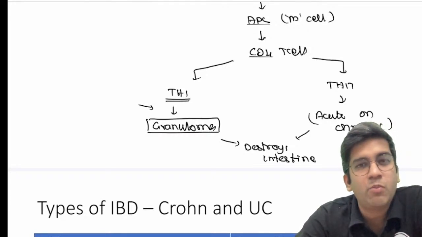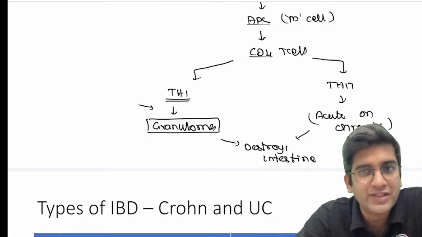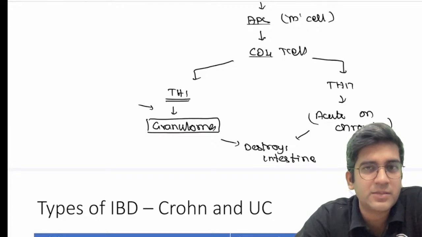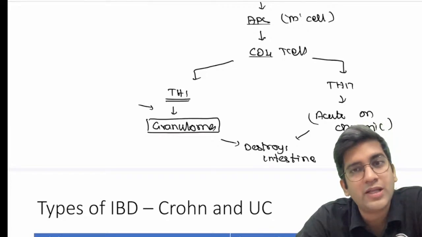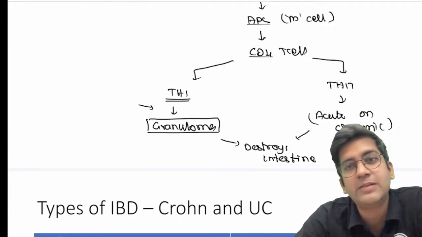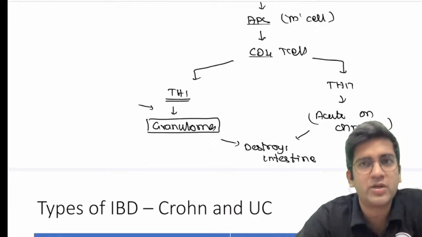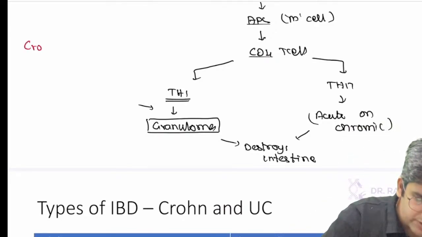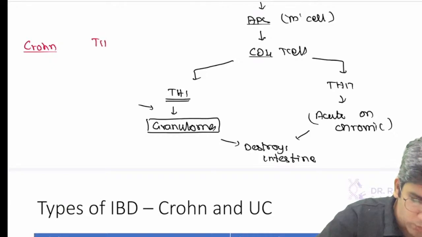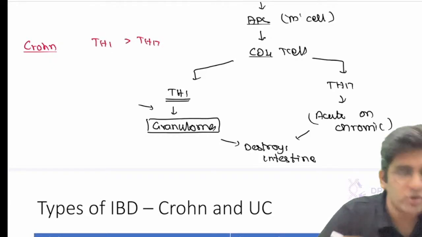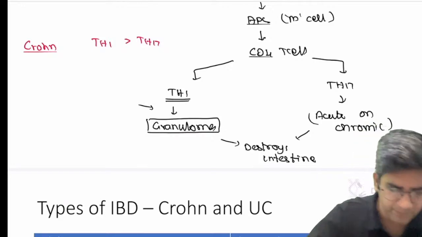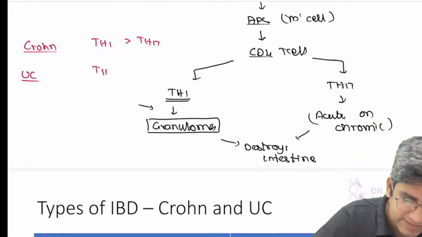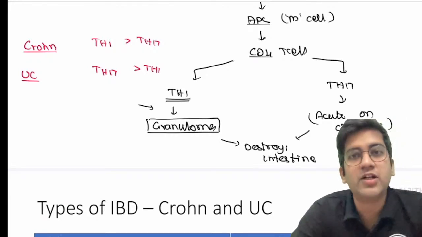Which do you think will have more cryptitis and crypt abscess? I'm sure you must have heard that, right? Cryptitis, crypt abscess. Crypt abscess is more in ulcerative colitis and granulomas are more in Crohn's disease, right? Crohn's will have a little bit more of granulomas, non-necrotizing granulomas, and ulcerative colitis has more cryptitis, crypt abscess. So in Crohn's disease, you have more Th1 predominant than Th17. I'm not saying that I will never have crypt abscess in Crohn's, might have. Ulcerative colitis is more Th17 than Th1. Right? That's why ulcerative colitis will not have a granuloma and Crohn's will have a granuloma, right?